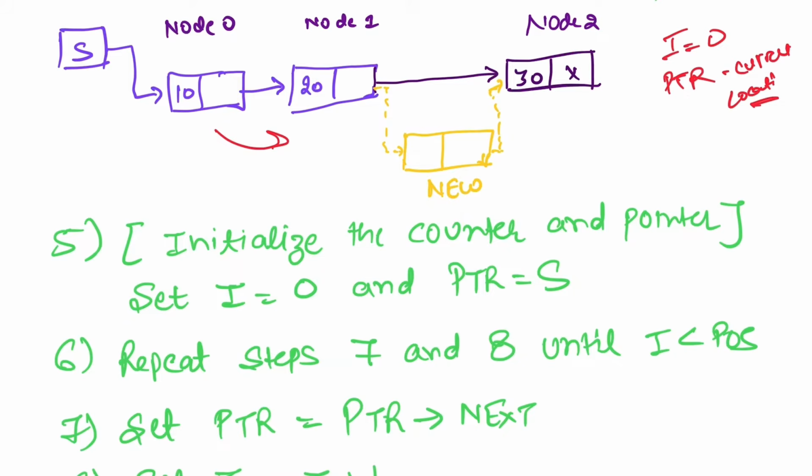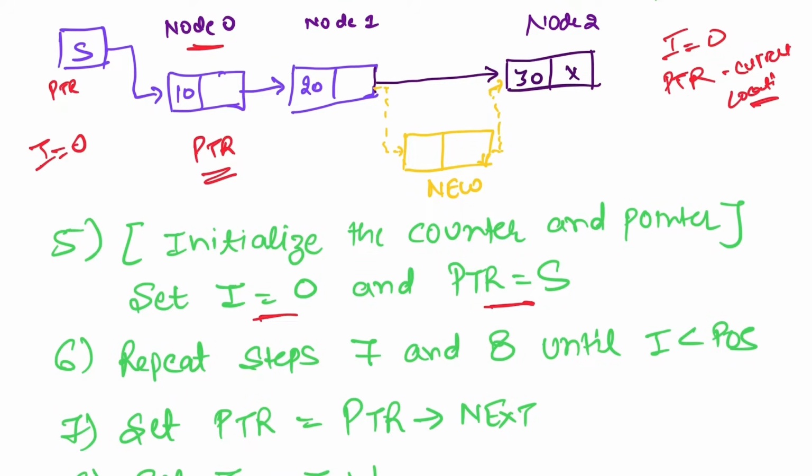I am assuming that you all know how to traverse. Okay, so again we will be discussing, that's not a big deal. So let's start. We will first initialize our counter and pointer. Initially my pointer is equal to s, that means my pointer is at node 0. I hope you understand. And my counter I is equal to 0 initially.